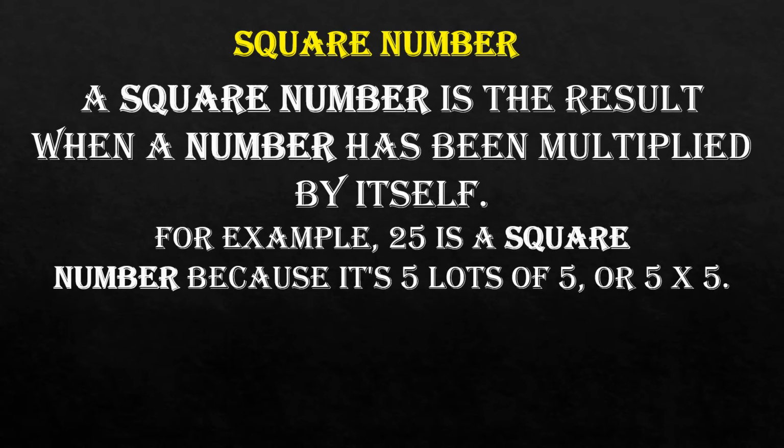Now we will see square numbers. A square number is the result when a number has been multiplied by itself. So for example, 25 is a square number because it's 5 lots of 5, or 5 multiplied by 5. So what is a square number? A square number is the result when a number has been multiplied by itself.